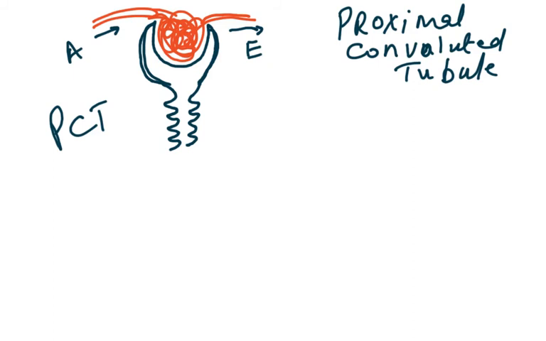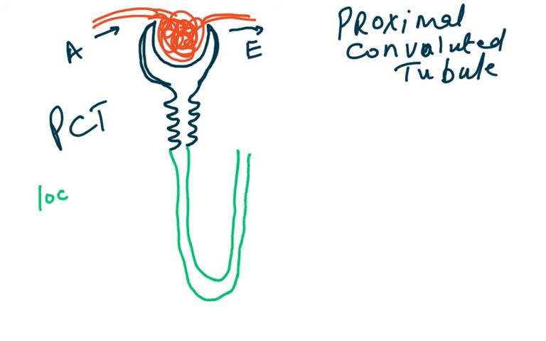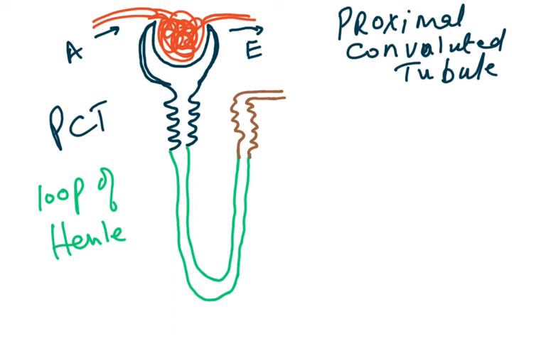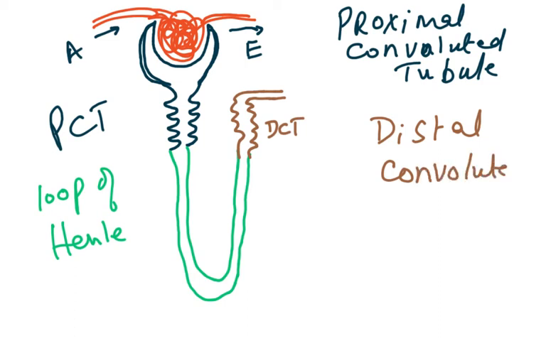Then I'm changing the color just to make you all understand it. Then there is a loop, and this loop is called the loop of Henle. This was scientists who discovered them. So loop of Henle. And then I'm changing the color again to show something. Now this is called the distal convoluted tubule. Distal, so this is also called the DCT, distal convoluted tubule.